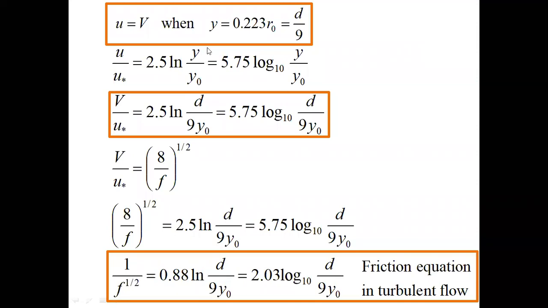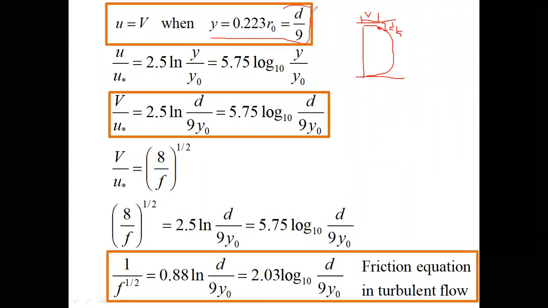Okay. Then we can prove that in the turbulent flow, the velocity profile has a log distribution like this. Say this is the average velocity v. Then we can find the average velocity v at a distance of y equal d over 9. Okay, we can prove this. Maybe in the discussion class we will prove this.